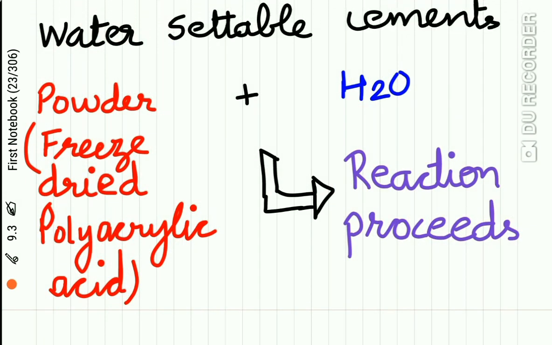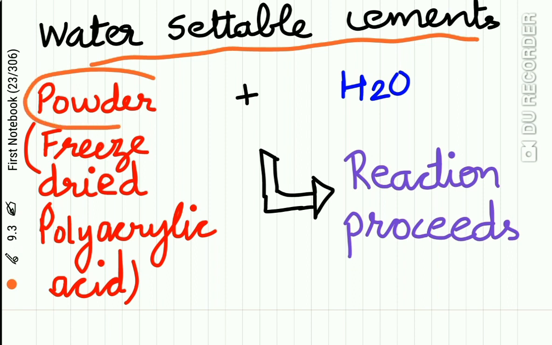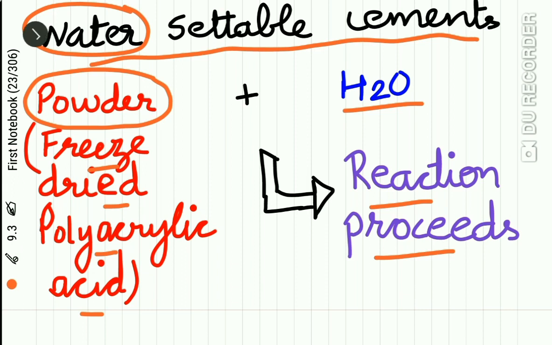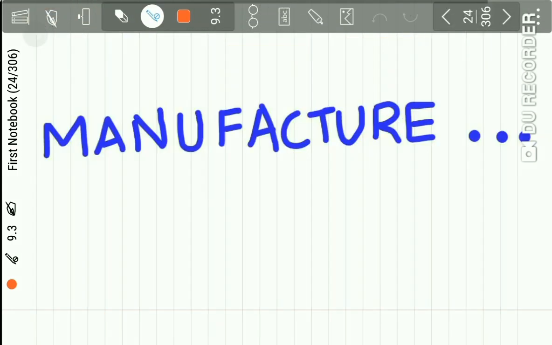Now what are the water settable cements? These are the cements which are available as powder. This powder contains the freeze-dried polyacrylic acid. Now, when this powder is mixed with water, the reaction proceeds. So, these are called water settable cements because they set with water.